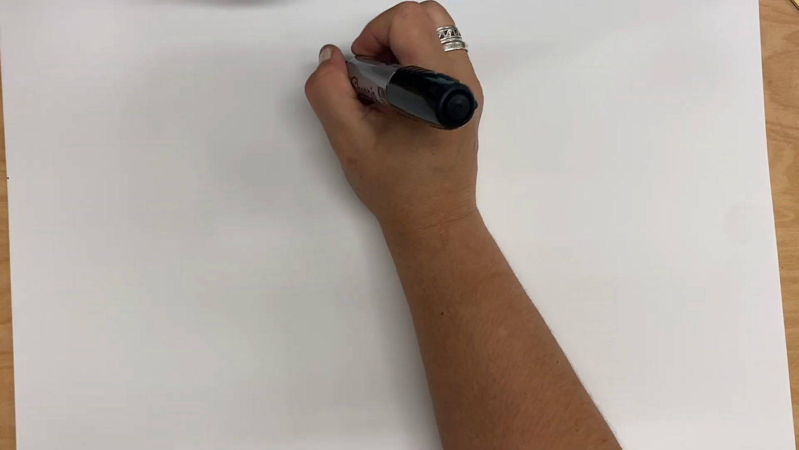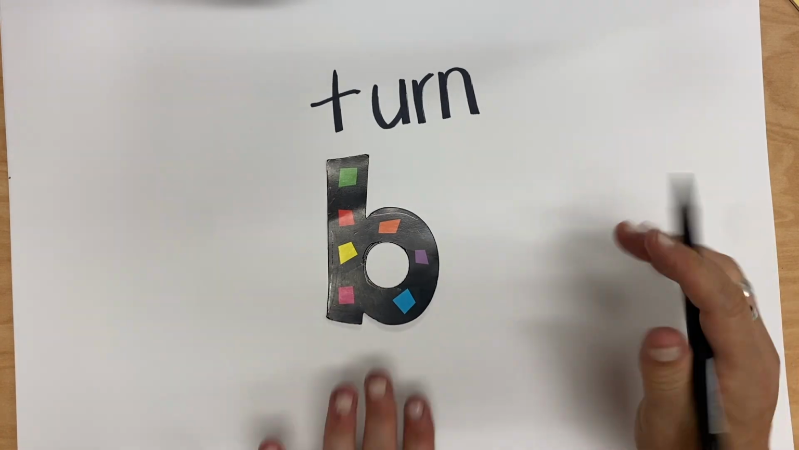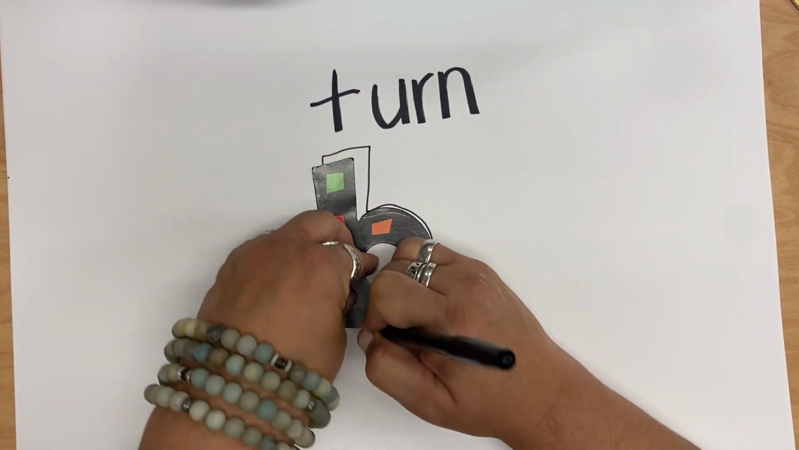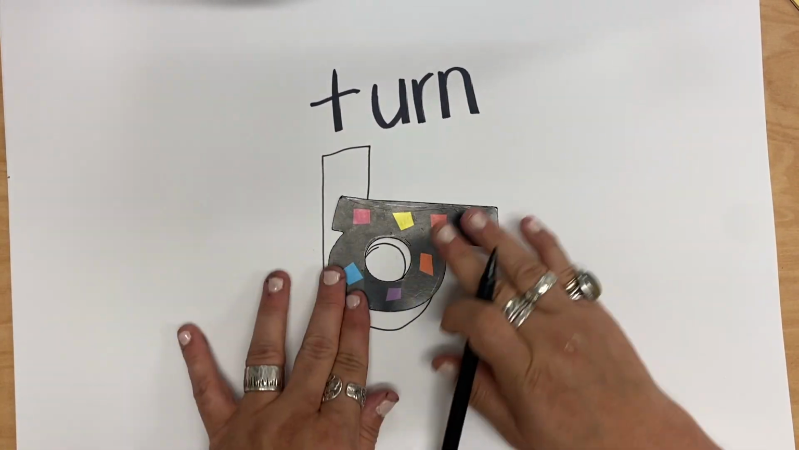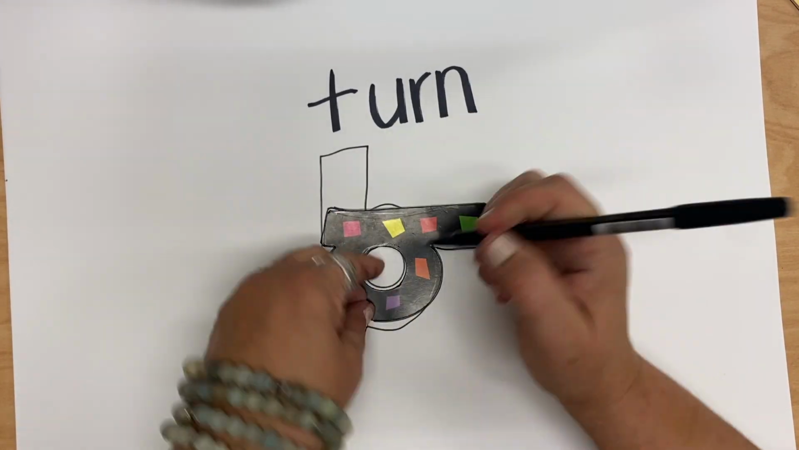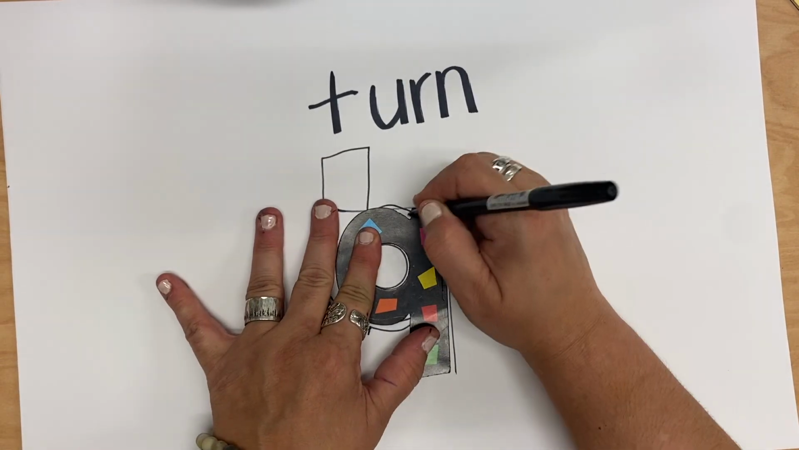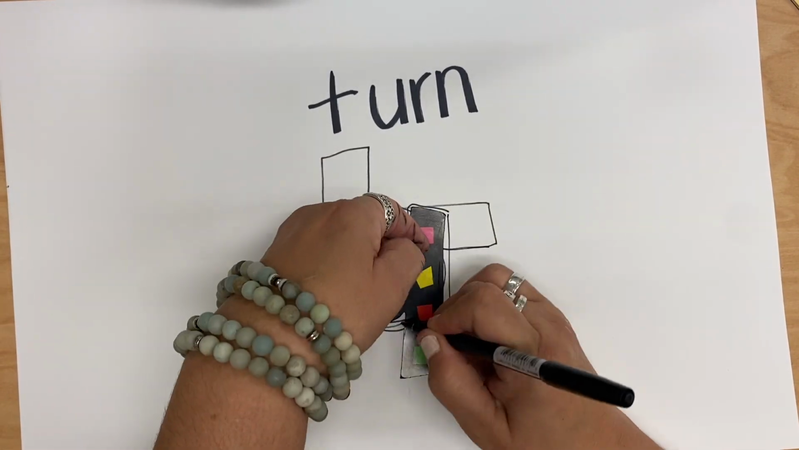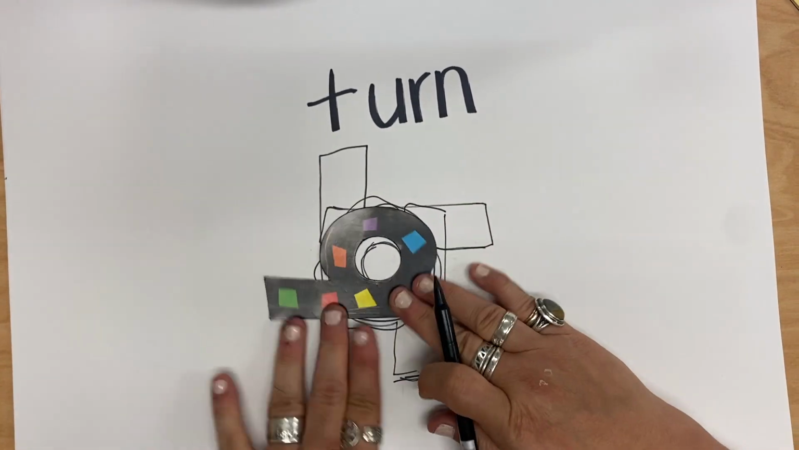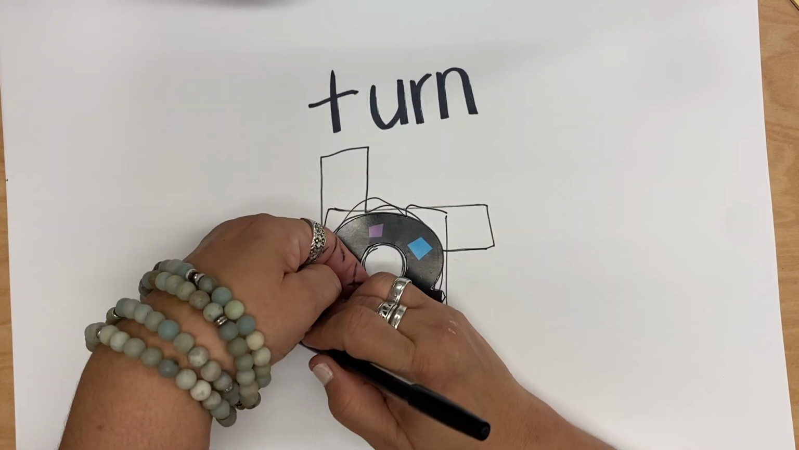Now, let's learn what a turn looks like. So you take a shape, you trace it, and then you turn the shape, trace it again. Now turn it again one more time. It's turning out to be really cool. And turn it one more time. Cool.